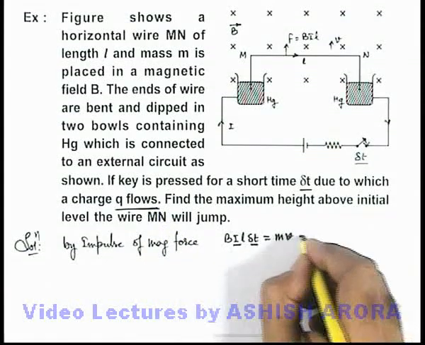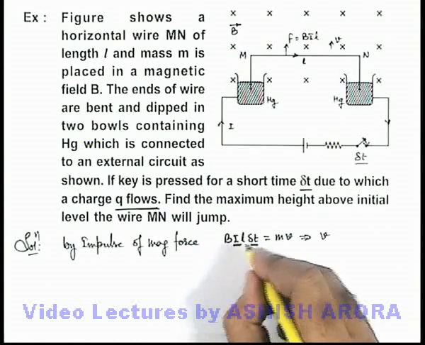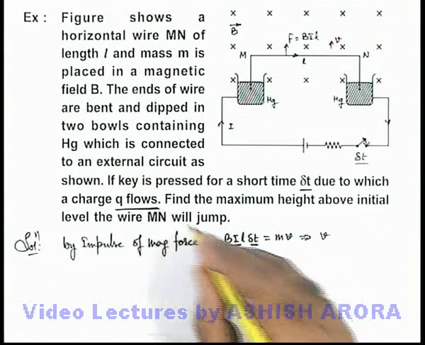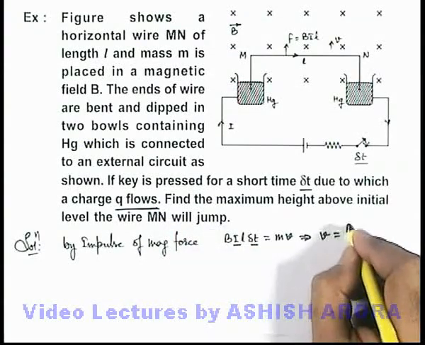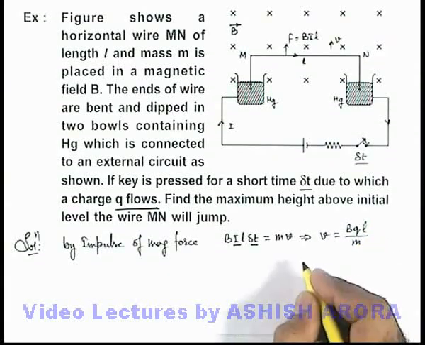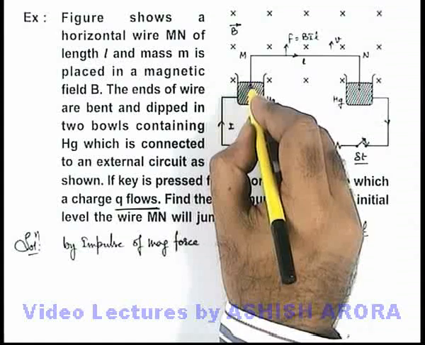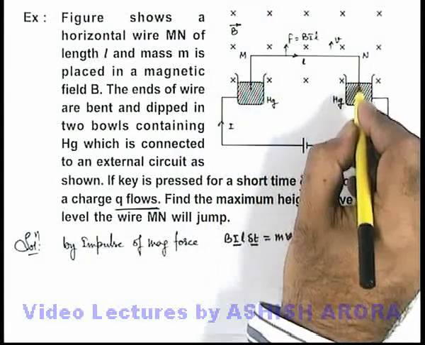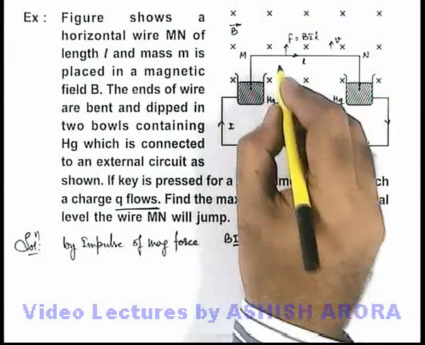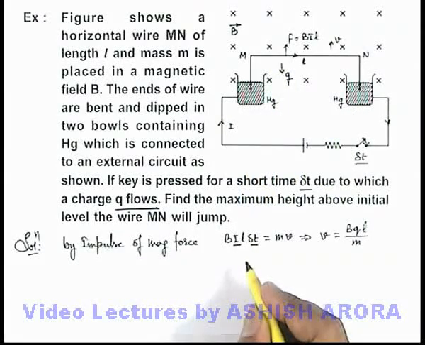So here this will give us the value of the initial speed imparted to the wire, that is, BI delta t we can write as Q. It will be BQL divided by M, that is the initial velocity imparted to the wire. Now in this situation, if this is the initial speed, as soon as it jerks off, the contact with the mercury in the bowls will break and it will decelerate with gravity, that is with the deceleration g.